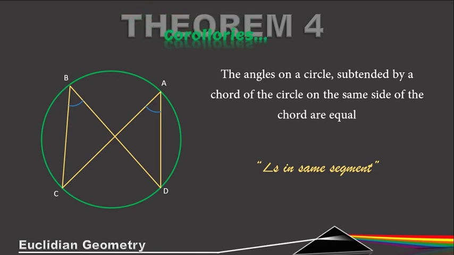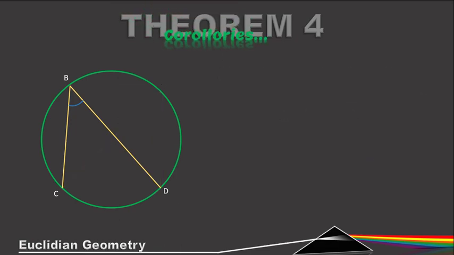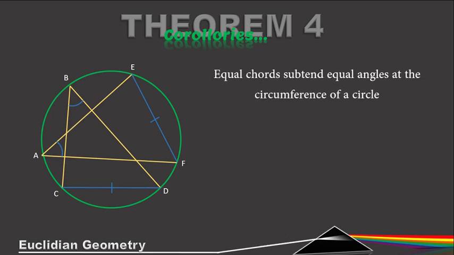Then for the corollaries, if I have my chord CD and in another place in the circle I draw the same chord but of equal length, then the angle subtended by that chord will also be equal to the angle of the other chord as long as they are of equal lengths. So theorem 4 says equal chords subtend equal angles at the circumference of a circle.